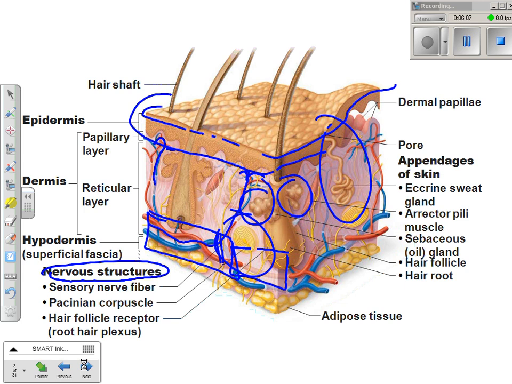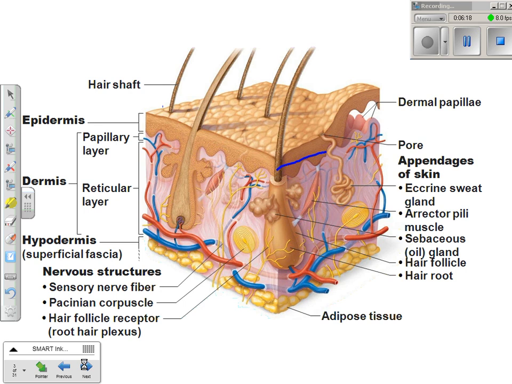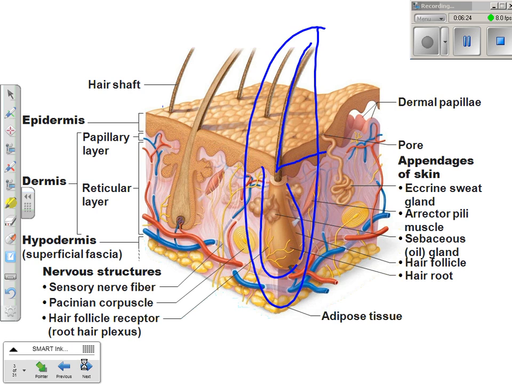Additionally, your hair follicles, and so here's a hair follicle. Hair follicles have nerve supply going into them. So let's get rid of some of this on the picture. So here's our hair follicle. You can see the hair coming up through. Here's the follicle, and you see the nerves surrounding the hair follicle. And that is another way that we can sense touch to our skin, those little hairs.